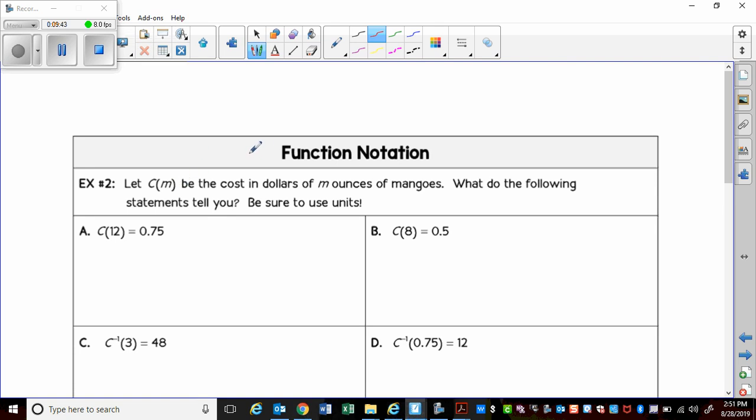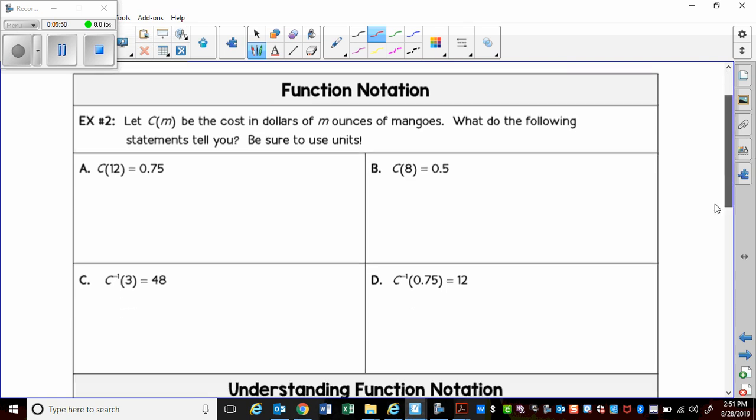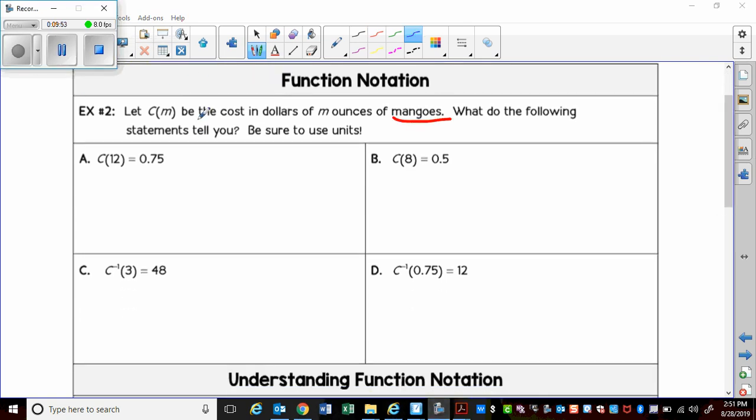Let C of M be the cost in dollars of M ounces. What do the following statements tell you about your units? Well, they're telling me that M is going to be the ounces. So this is telling me that I'm going to plug in 12 ounces of mango, and the cost is going to be 0.75, so maybe like 75 cents.